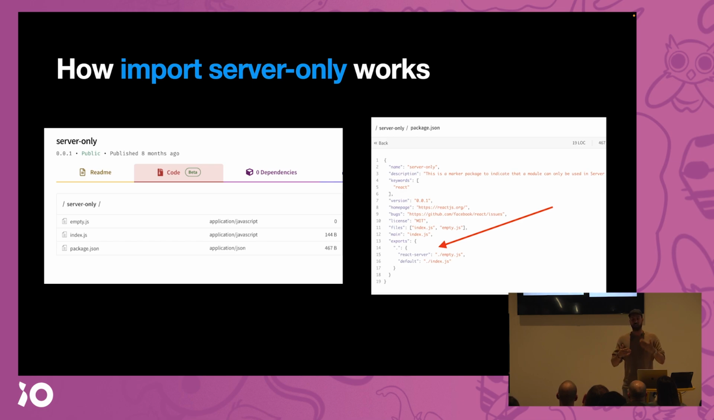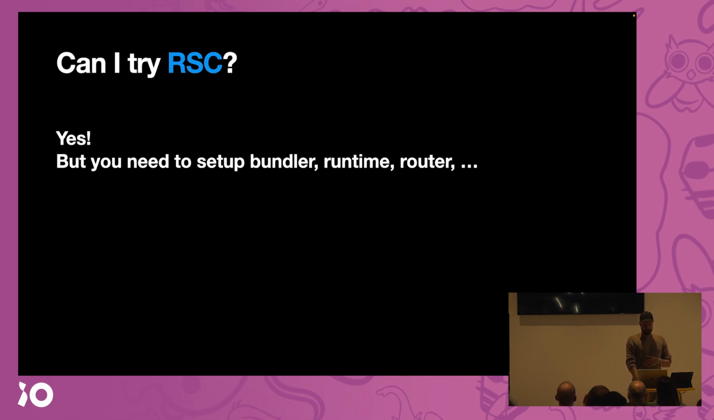So in this way, we are going to prevent our server code from shipping to our client. If you take a look at the exports in package.json, it has two different ways. On the server, it's just exporting empty, but on the client, it's exporting index. So if you use it in the client, it's going to give you some error and prevent you from doing that.